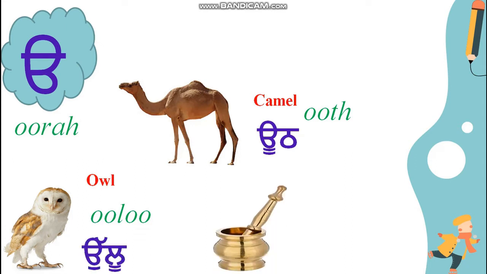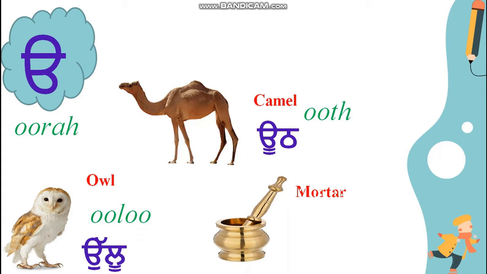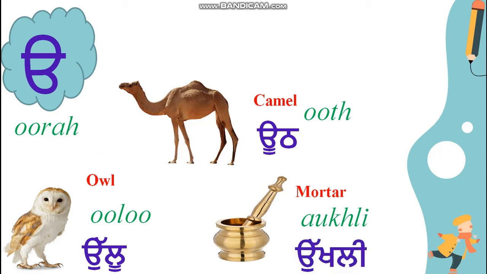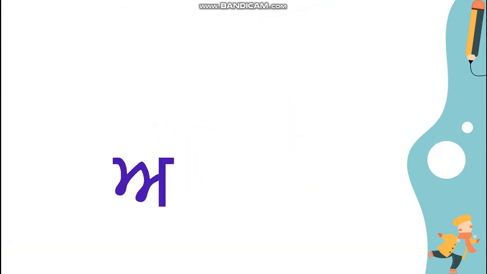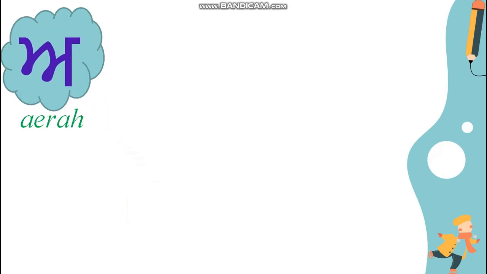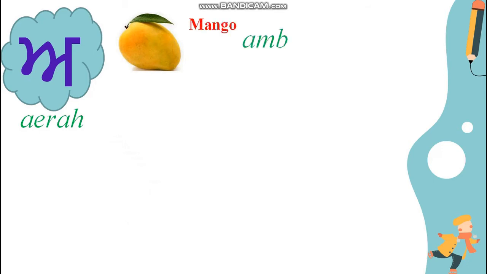Next photo is of motor. Motor, we grind the ingredients, and in Punjabi we call it as ukli. Next photo is of, guess what it is? It's wool, and wool in Punjabi is un. Eda. Fruit. Which fruit? Mango. Mango is known as amb in Punjabi.